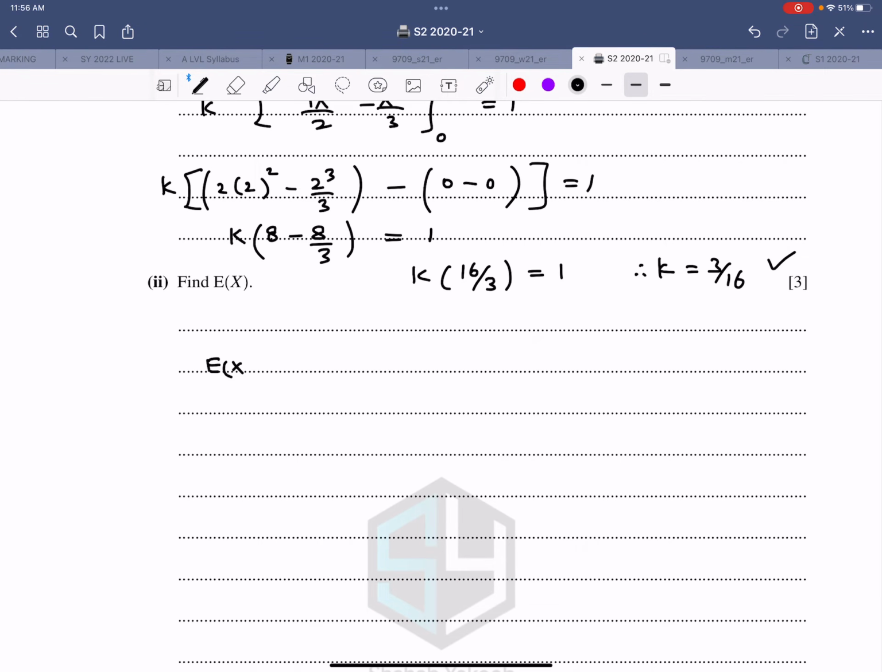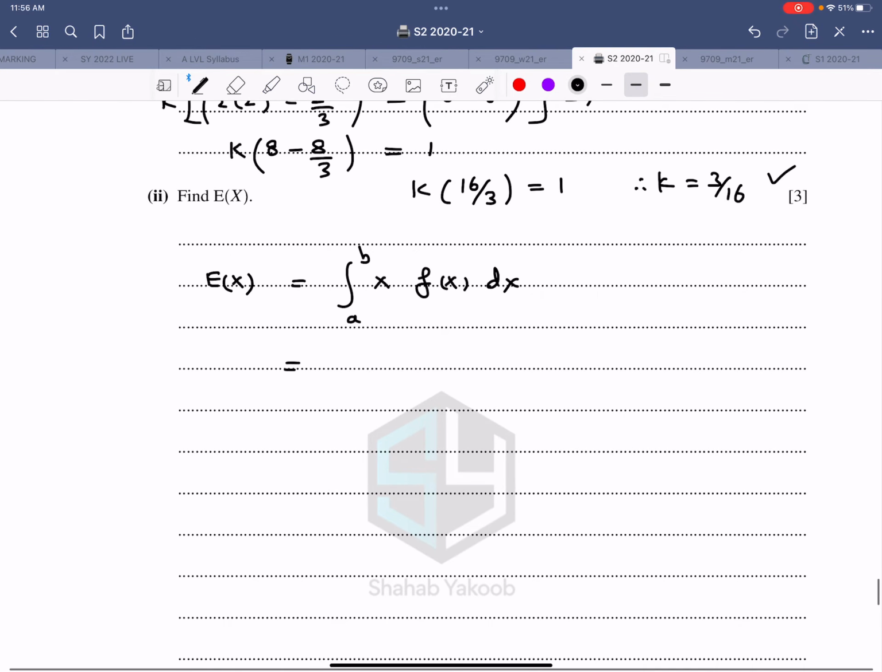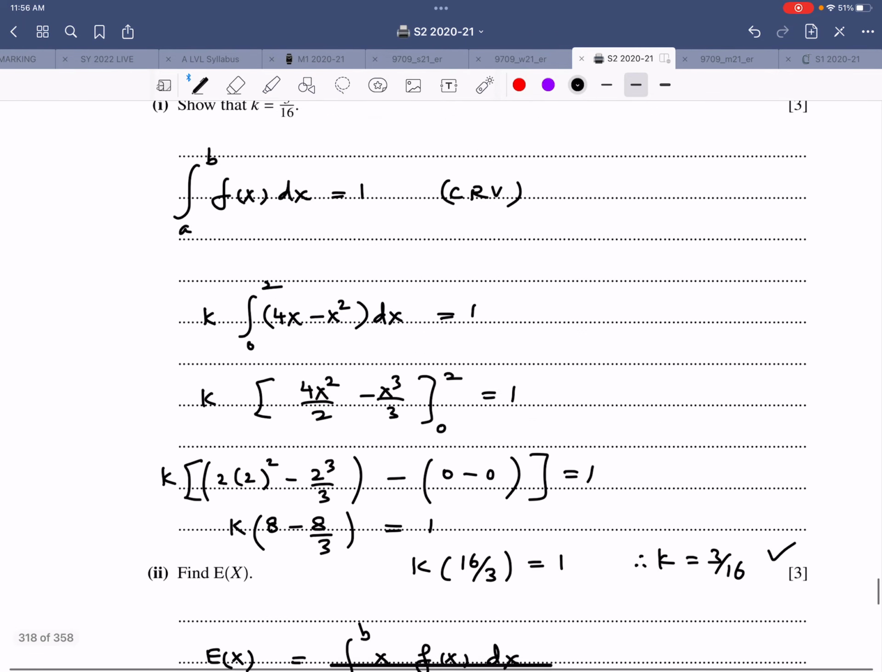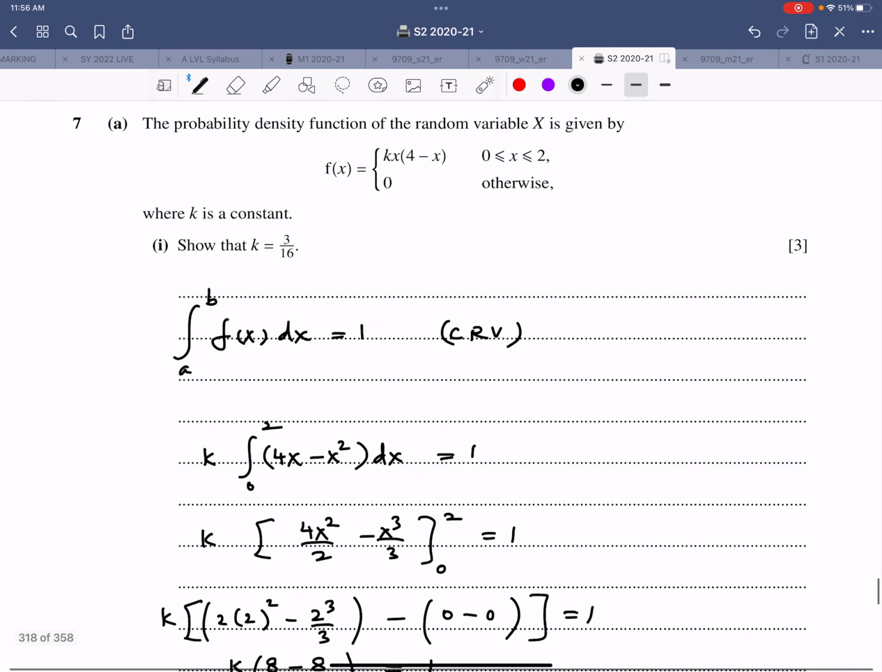Expectation of x is multiply x with the function between the full limits, integrate it, first multiply then integrate, that's natural. So therefore this is 0, this is 2, this is x, don't forget the k because people do forget, and that includes me also. This is 3 over 16 and the function is already 4x minus x square.